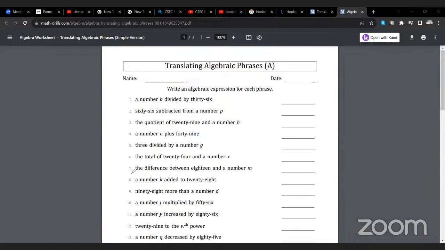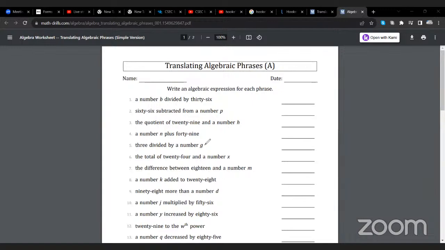Let's move on to number 7. Sean, what's the answer for number 7? Tell us how we write it. Sean says 18 minus m. That's correct, because the word difference means to subtract. So the difference between 18 and the number m is 18 minus m. That's correct.